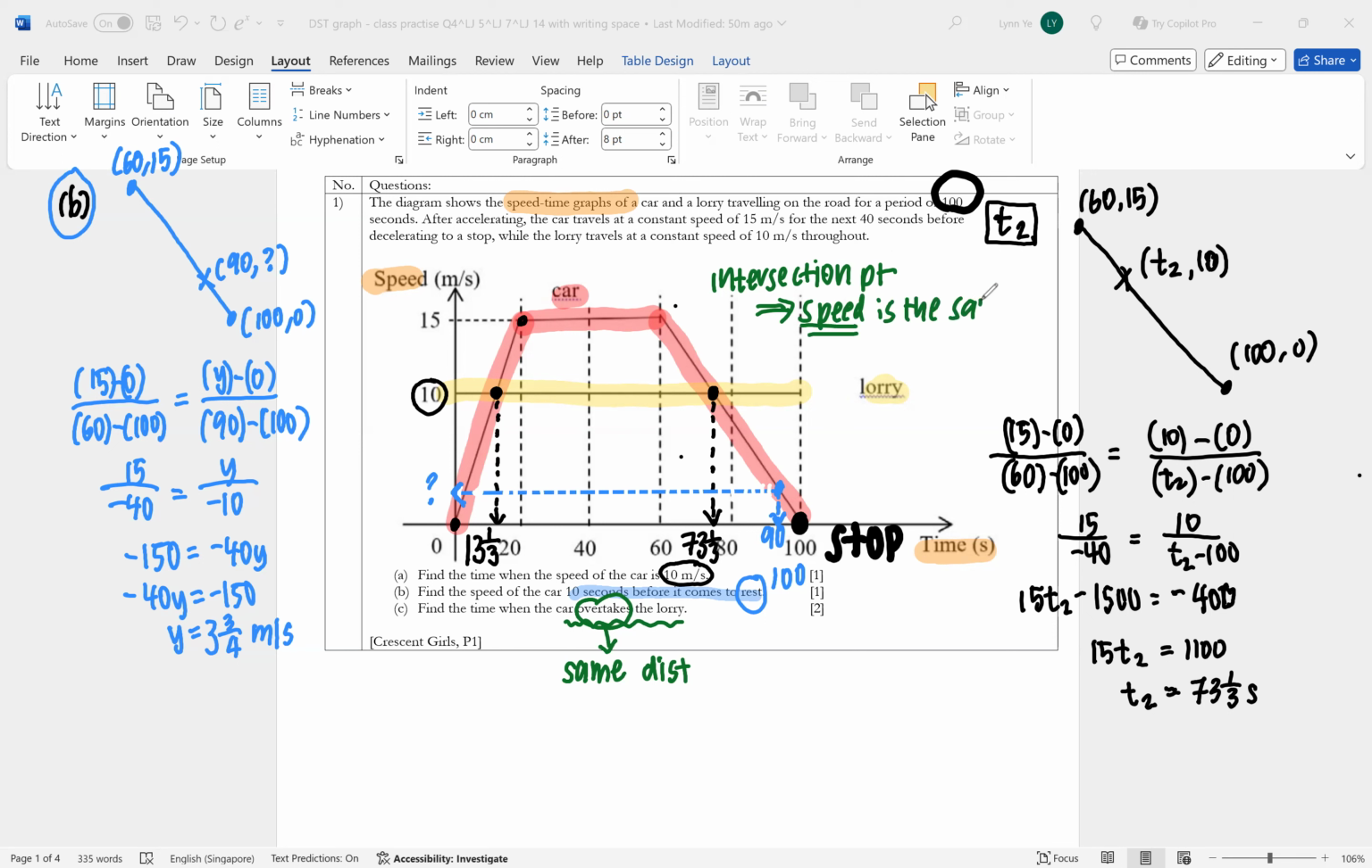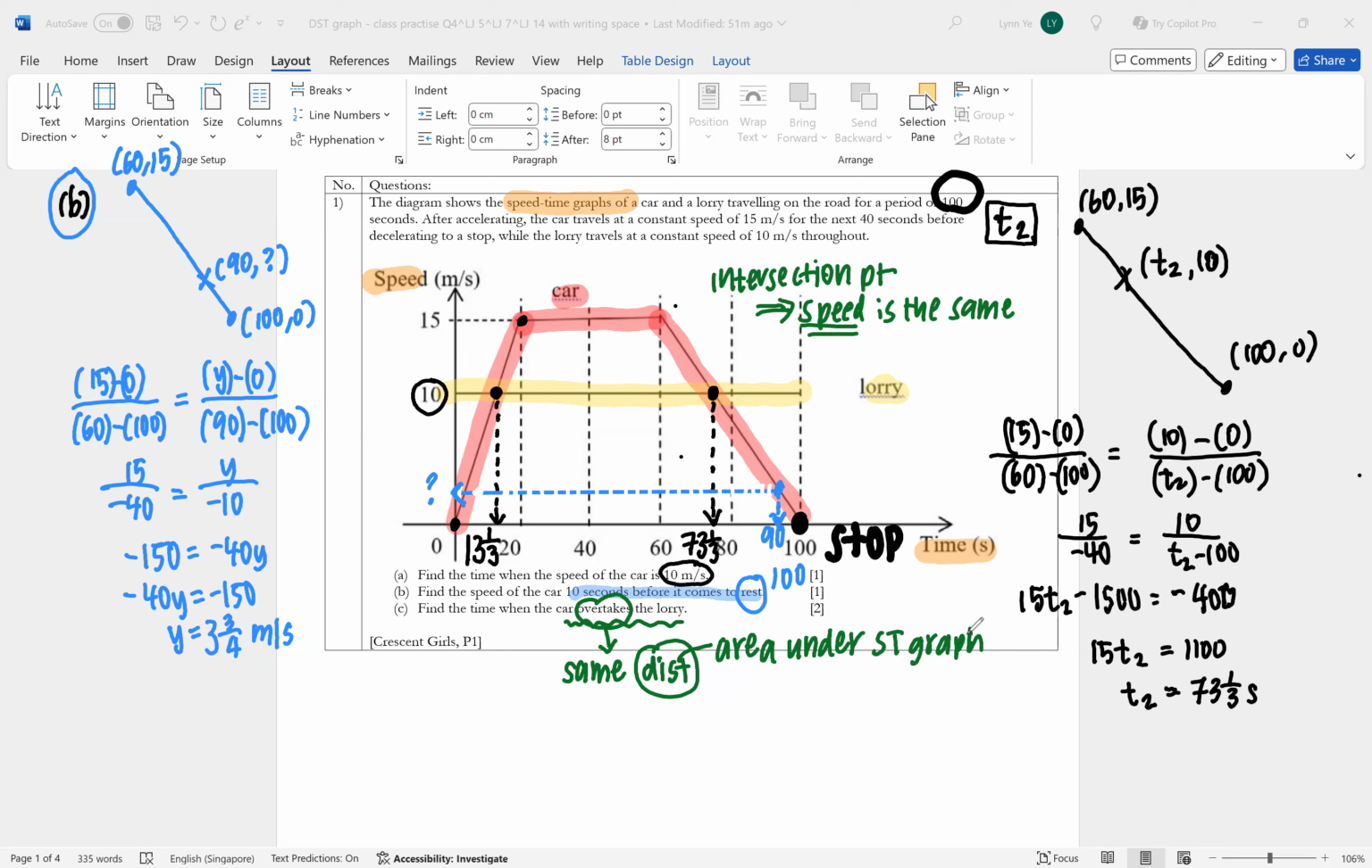But the question says I want to find the point where the speed is the same? No, the question wants when what is the same? Distance. So how do you find the distance from a speed time graph? Yes, it's actually the area under the speed time graph. So the area under the speed time graph will give me the same distance.